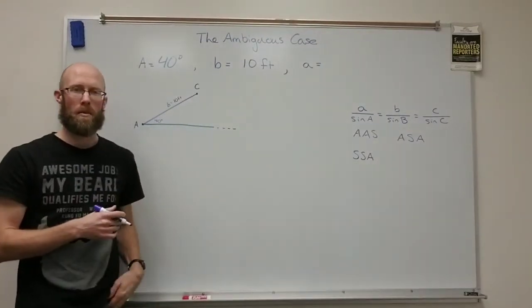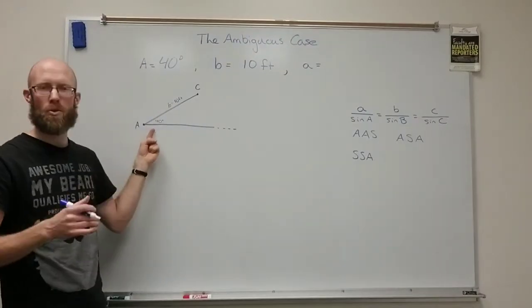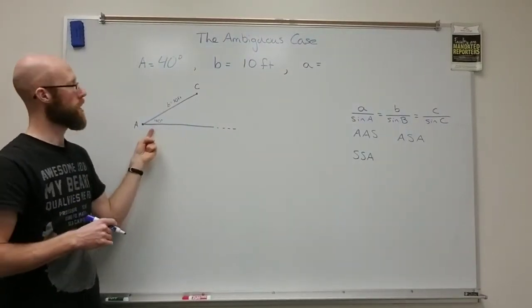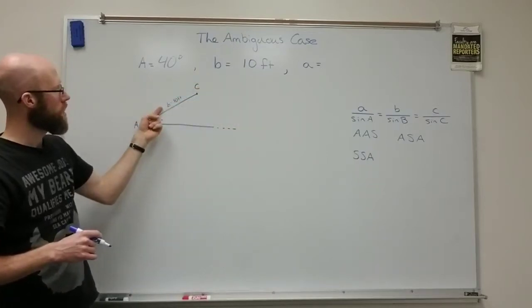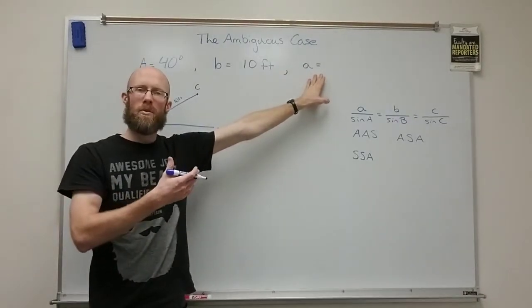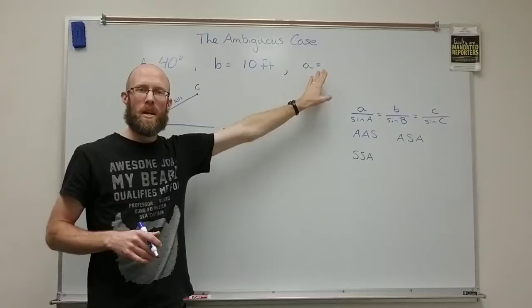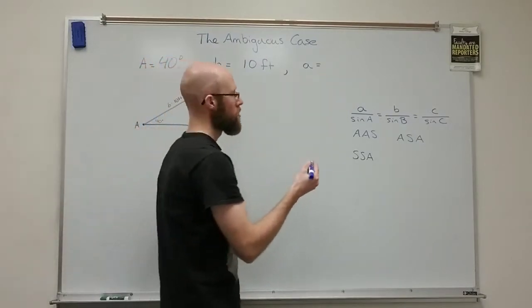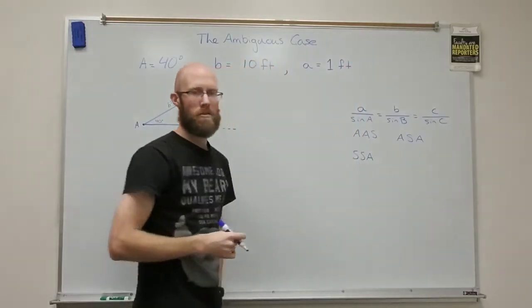I've got an example up here. This example has angle A at 40 degrees. I tried to draw a roughly 40-degree angle. Side B is 10 feet, and for side A, I'm going to throw a value in. We'll see what happens, and I'll throw some other values in. Let's start off with side A being simply 1 foot.